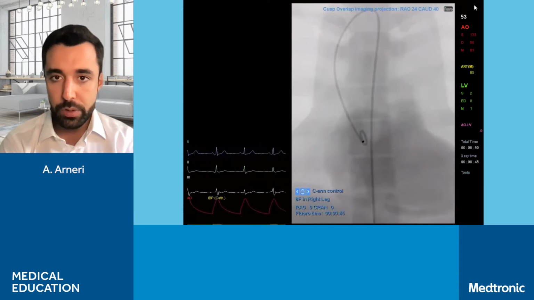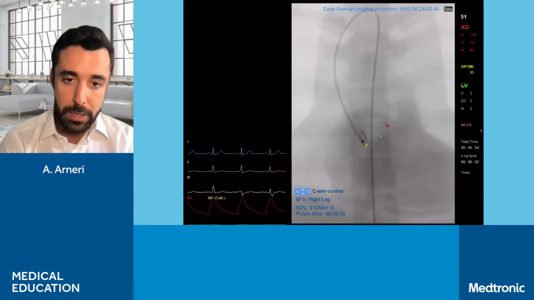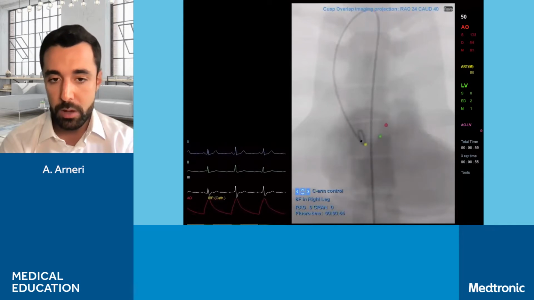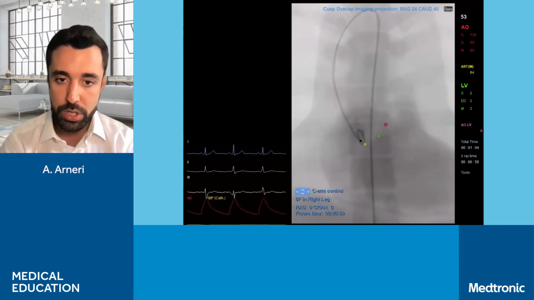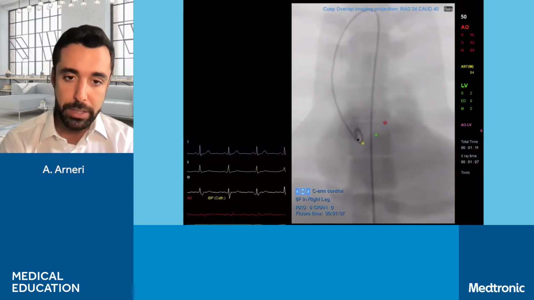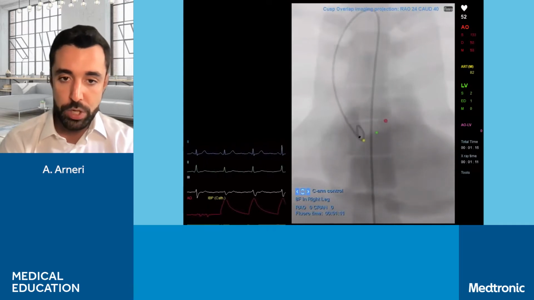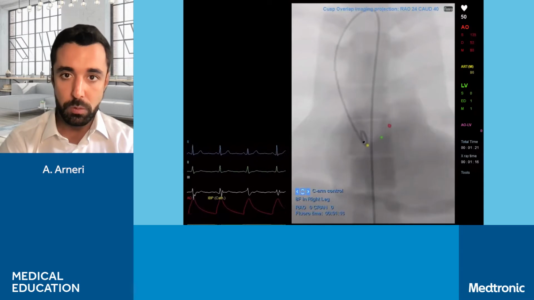So maybe George, if you can put the 3 dots on the cusp just to understand better. So you see we have 3 dots now. The 3 dots are overlapping with the nadir of each cusp. We have the yellow one, which is non-coronary, the green one, which is right cusp, and the red one, which is left cusp. As you see, the pigtail now is in the non-coronary cusp. And just to show you better which projections I'm talking of, the first one is the cusp overlap view. And in this case, it is RAO 24 caudal 40.